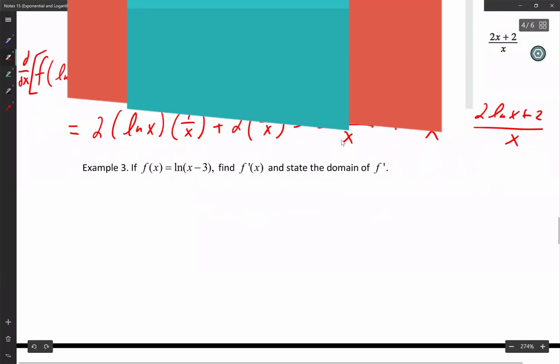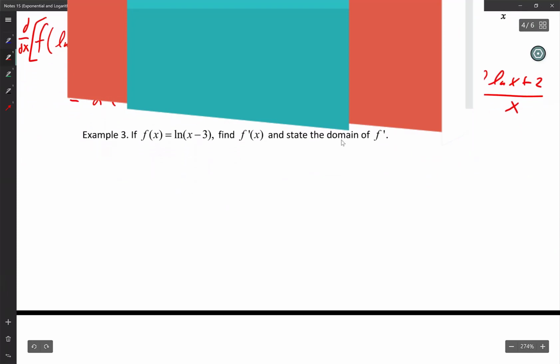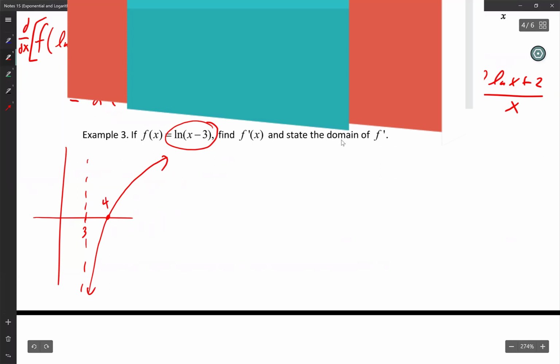All right. If f of x equals ln of x minus 3, find f prime and state the domain. The domain of the derivative is the same as the domain of the original function. Does everyone know how this graph looks? That's how that graph looks, guys. Notice that left to right, I am always increasing. Always. So my derivative better always be positive. My domain is x greater than 3.